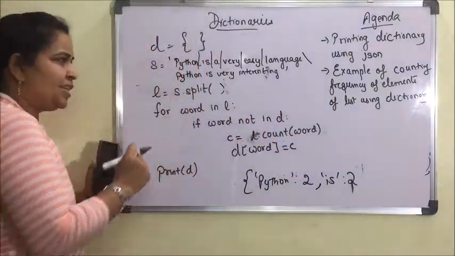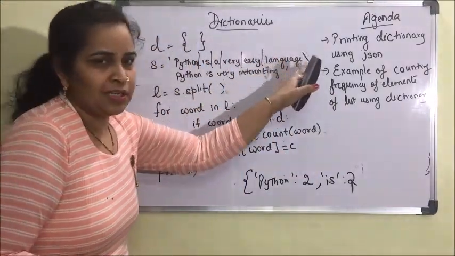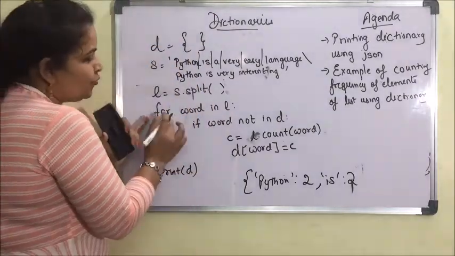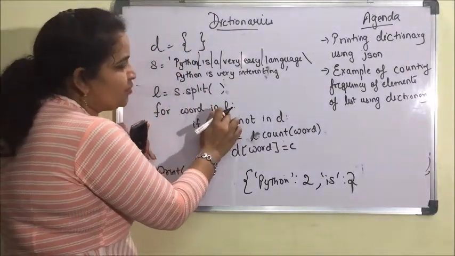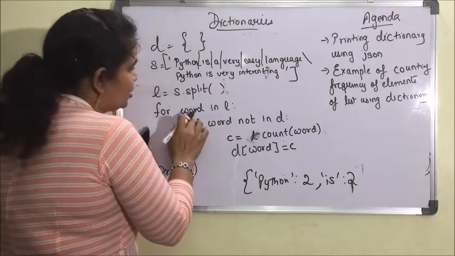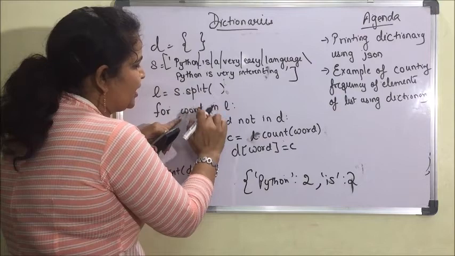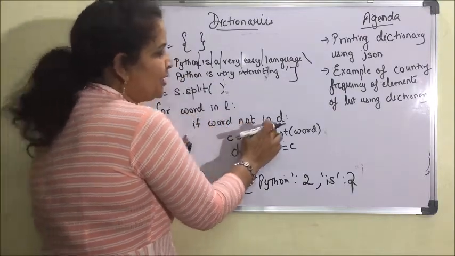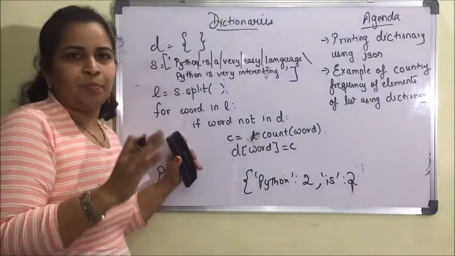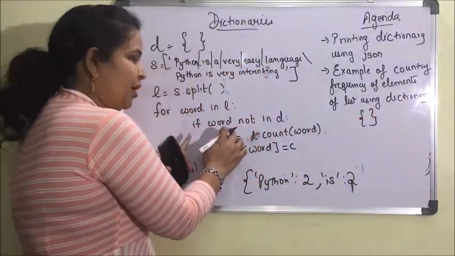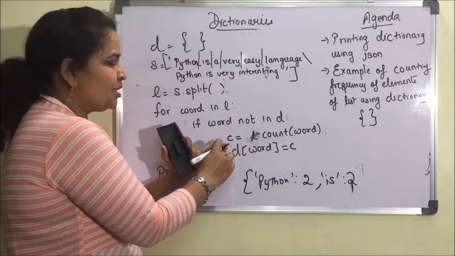Now we will access each and every element of the list, that is, each and every word of the list. So for word in L, it will check. Now this will be converted to a list. The first time it will see Python come in word. If word not in dictionary, meaning if it is not present in the dictionary. Right now we have an empty dictionary. No, it is not present, so this will be executed.